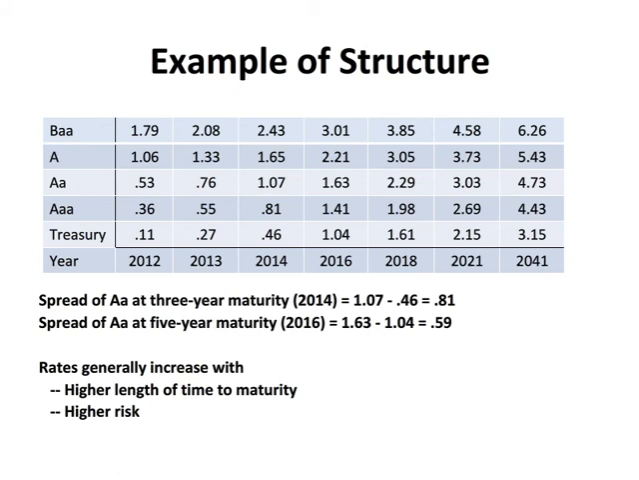And again, rates generally increase as we have higher length to maturity. So our treasuries, our yields are getting bigger as we increase the spread and increase the length to maturity. And as we go up in higher risk, we increase the yield as well.